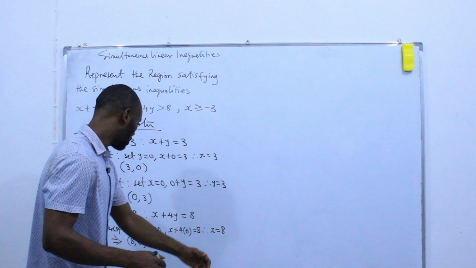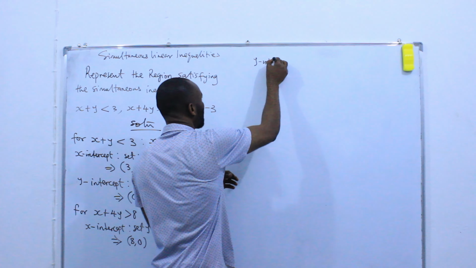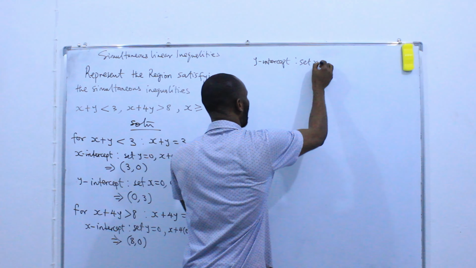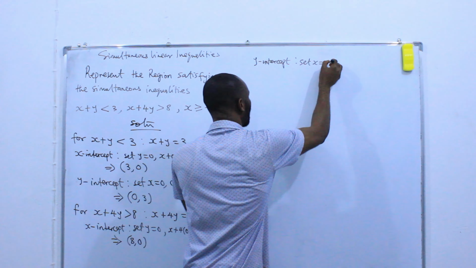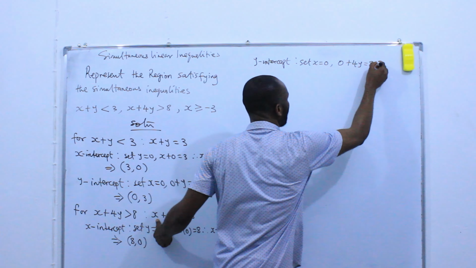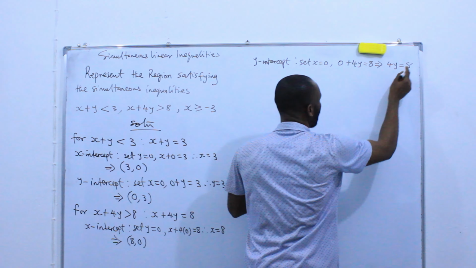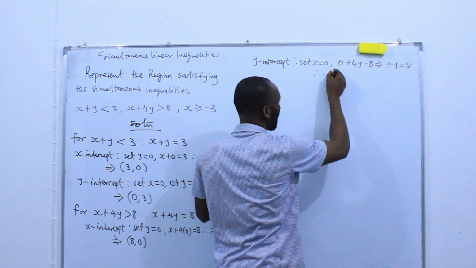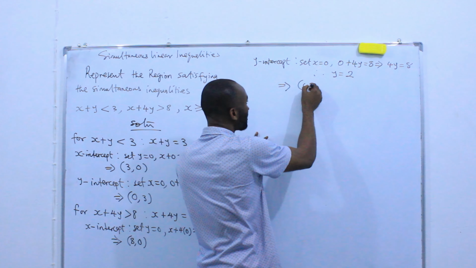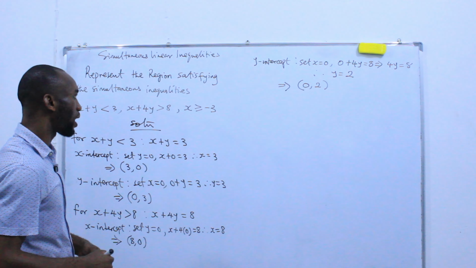Next, I'm going to get the y-intercept. The y-intercept is found by setting x equal to 0 in this equation. That will give us 0 plus 4y equals 8. So this means that 4y is equal to 8. Therefore, dividing both sides by 4, we have y equal to 2. So we have the point when x is 0, y is 2. So we've gotten the x-intercept and the y-intercept.